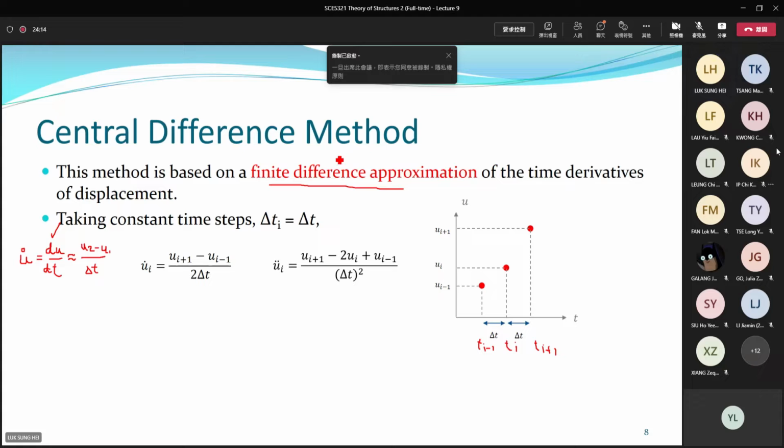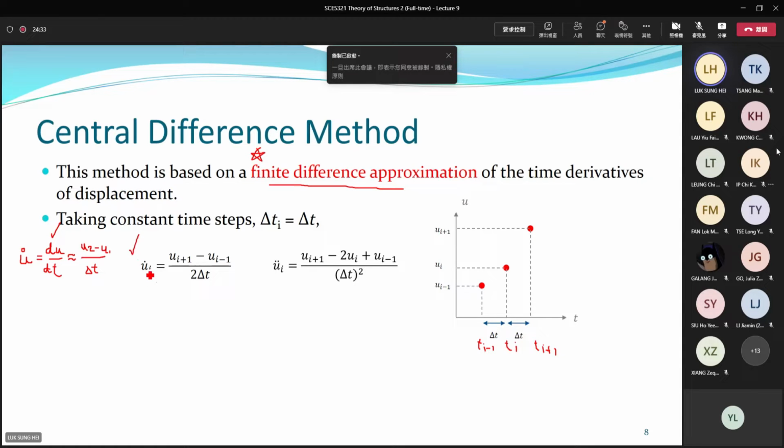acceleration. This is the basic background of the central difference method. Instead of considering calculus directly, here we use this kind of finite difference approximations. Use the difference in displacement, difference in velocity to estimate velocity and accelerations. That's why we have these two approximations.